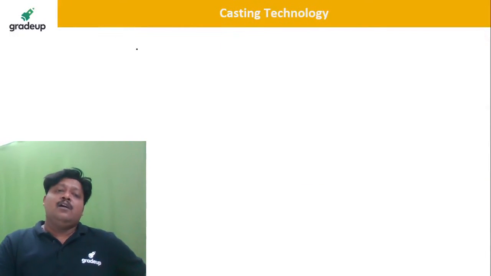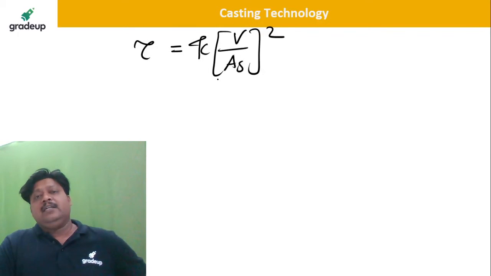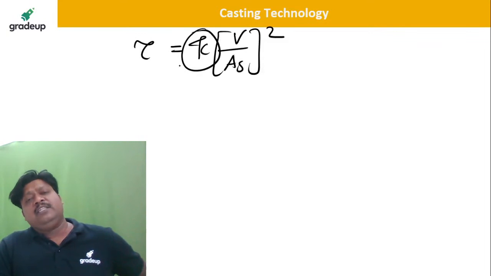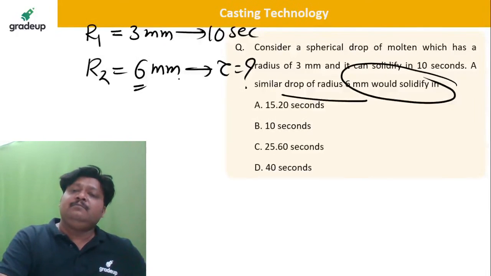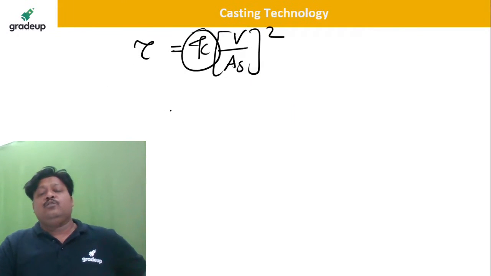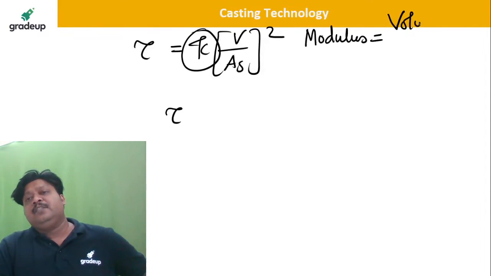So see here, we know that the solidification time is equal to K into (V by AS) whole square, right? And here, same molten material, that is, the mold constant is the same for both the cases. So K gets cancelled out. Now, if I write tau and simply want to calculate the modulus, what is meant by modulus? Modulus means the ratio of volume of casting divided by surface area of casting.